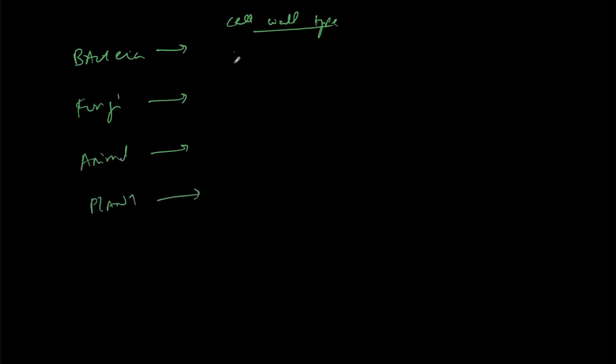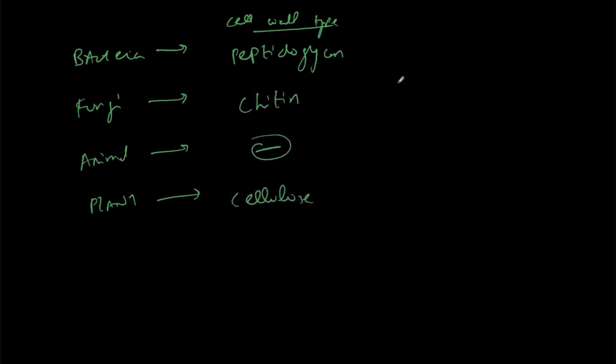So the bacterial cell wall is made up of peptidoglycan. Fungus is made up of chitin. Animal does not have a cell wall. Plant is made up of cellulose. Now to degrade this, we need to use enzymes such as lysozyme.